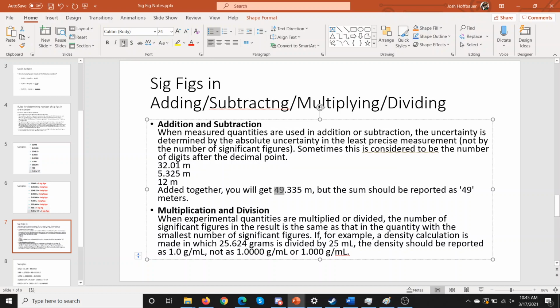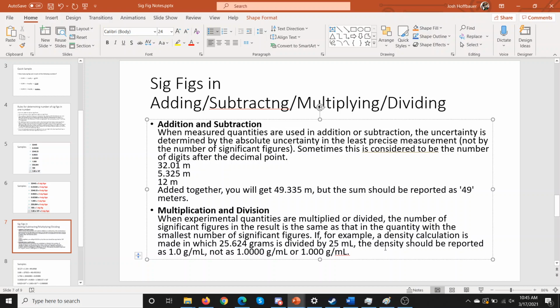So, the rules for adding, subtracting are least precision. Not least number of sig figs, strictly speaking, but least precision. Multiplication and division is about the actual literal number of sig figs that is present. So, for example, we have these 2 sample numbers here, 25.624 divided by 25. The 25 has 2 sig figs, while this number has 5. So that makes the 25 the least precise.